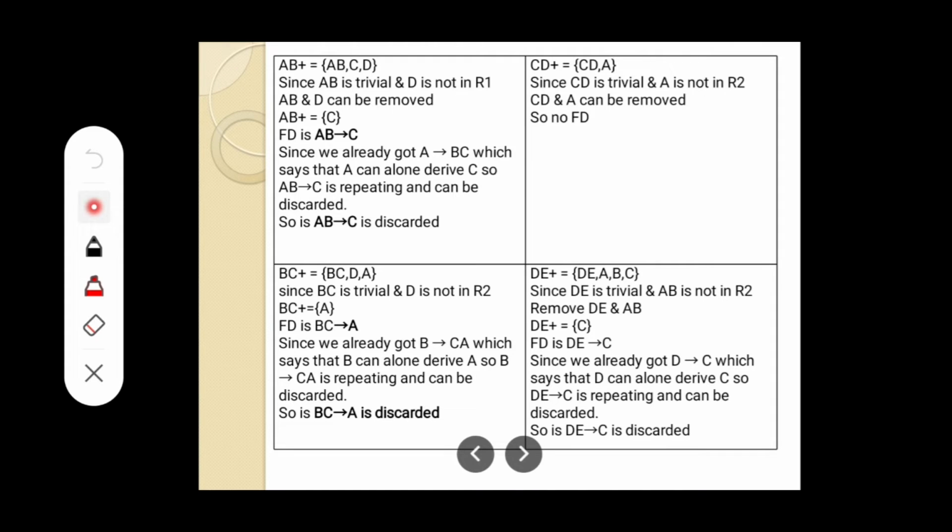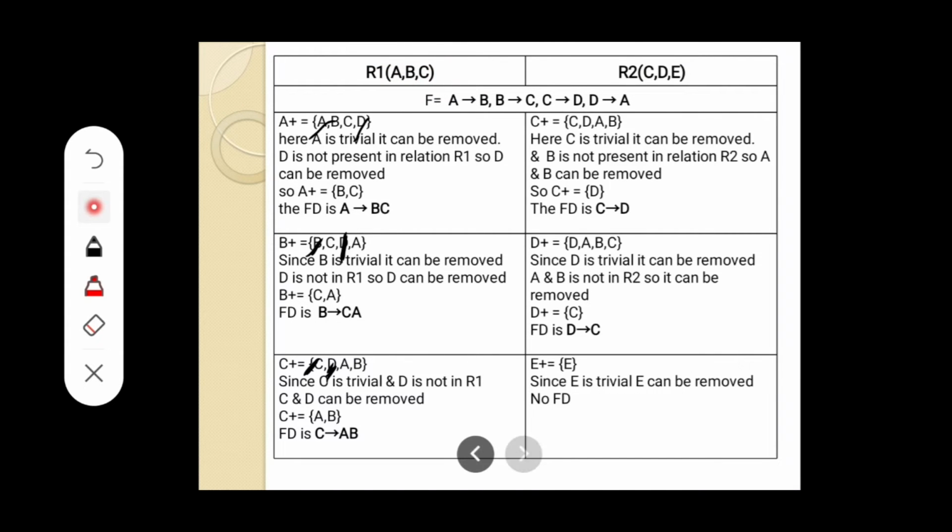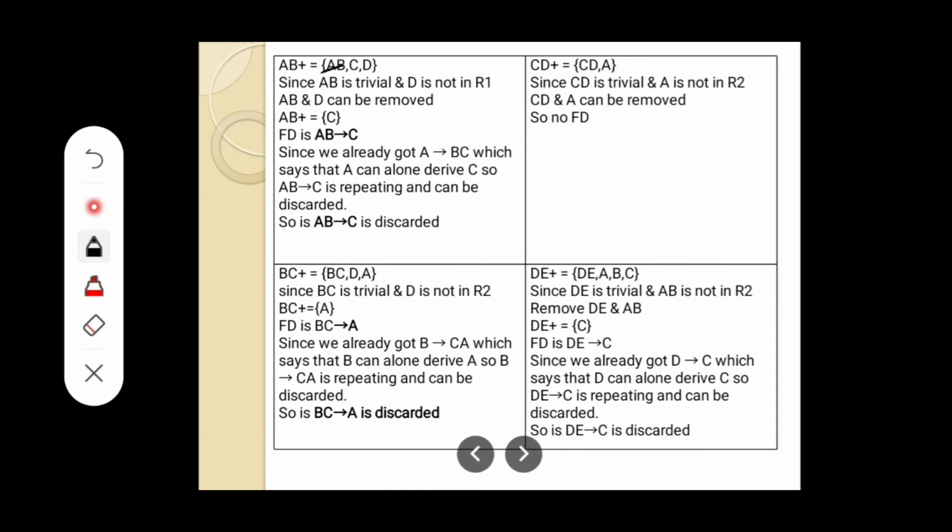Okay, so now we can remove what? Since LHS and RHS are the same, here AB closure is AB closure, the first value is AB itself. So since it is trivial, we can remove this AB. C is actually there in the relation, as C is there in the subrelation, but D is not there. So D can also be removed. Clear? So this is the explanation. Since AB is trivial and D is not in R1, AB and D can be removed. So the AB closure is C. So the functional dependency here is AB determines C.